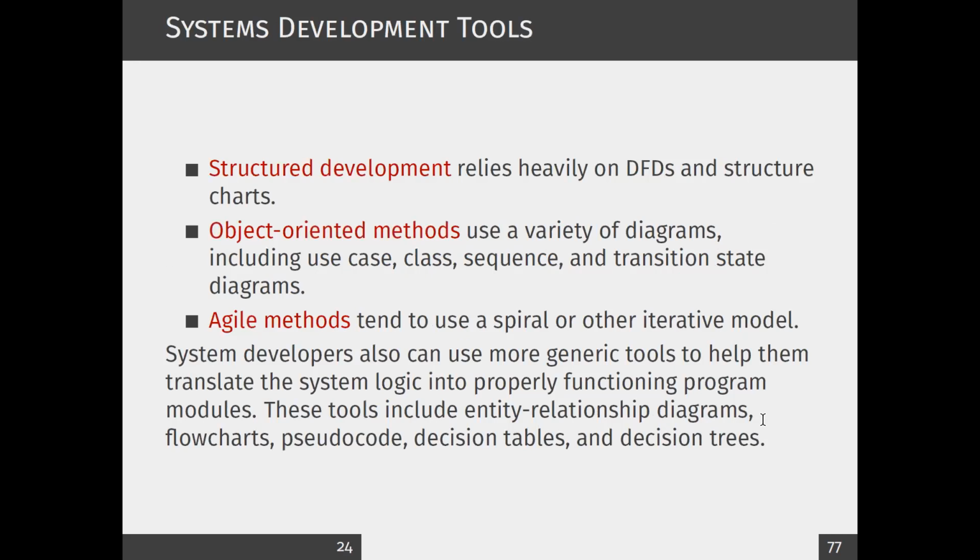So next, let's look at what system development tools are available. The first one is structured development, which means we talk about data flow diagrams, and also we can focus on structure charts. And if you use object-oriented methods, then you can use case diagrams, class diagrams, sequence diagrams, state transition diagrams, and so on. Third, if you use agile methods, you can use either spiral or other iterative models. That is also possible.